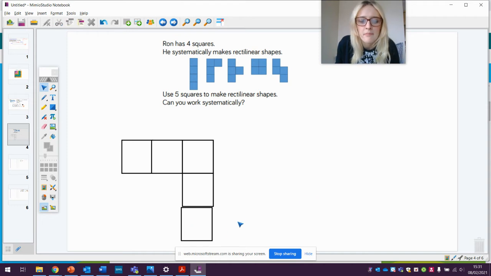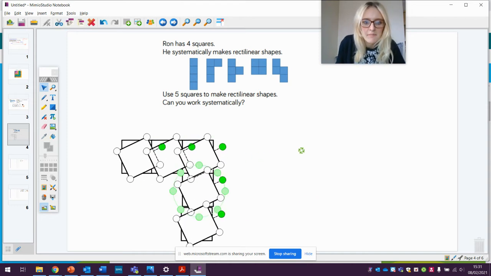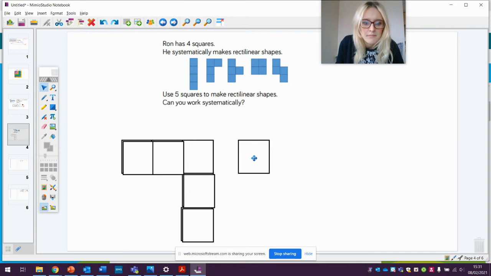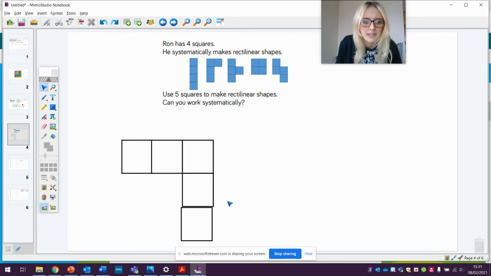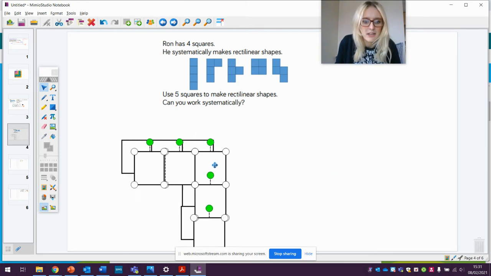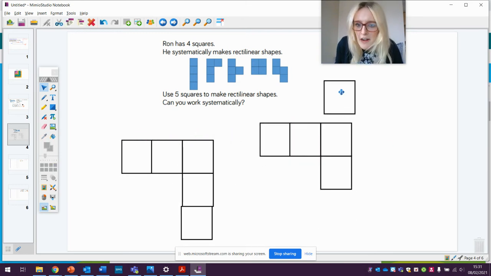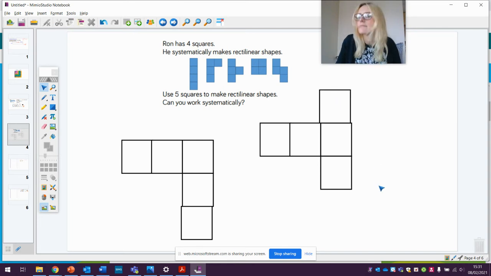That could be 1. I might then, oopsie. Oh no. Let's try that again. I'm going to duplicate these. Try and bring them back over here. There you are. I might change it around. I might have it like that.